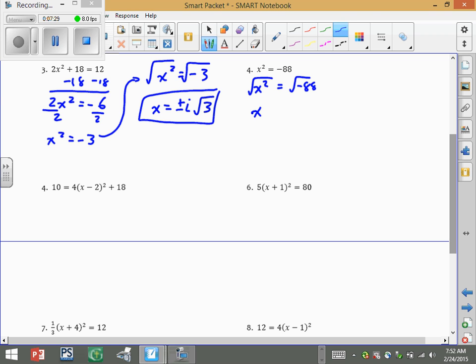Here, let's just go ahead. The square root of x squared is x. The square root of negative 88. Well, so we have plus or minus. We can pull out the i, and we have 88 underneath there. So let's break it down.